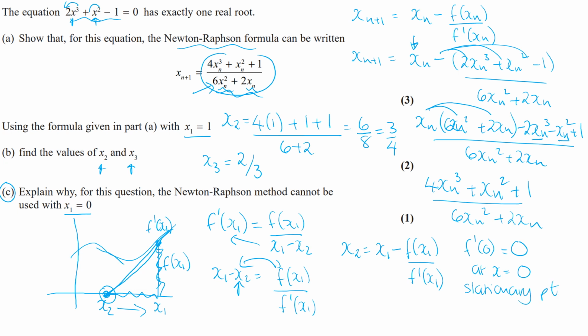Because if the gradient is 0, then that tangent is going to be horizontal, and it's not going to find us our next approximation of the root. So that is why the Newton-Raphson cannot be used, because the tangent to the curve at x equals 0 will be horizontal, because at 0 we have a stationary point.